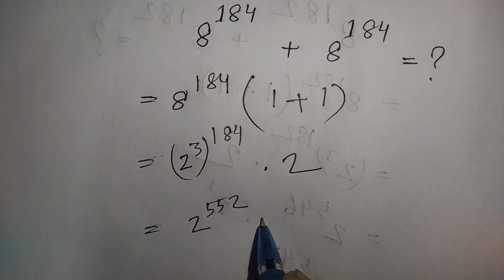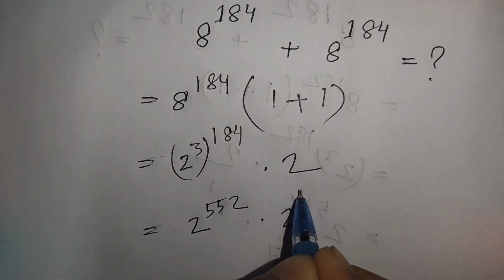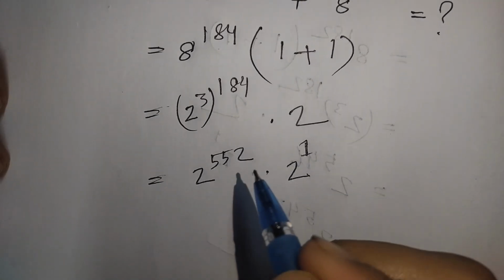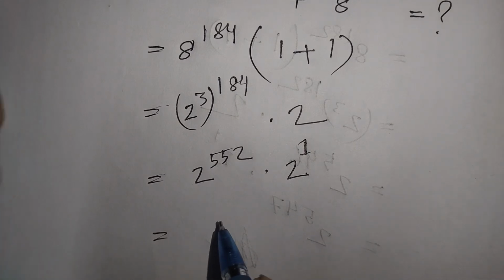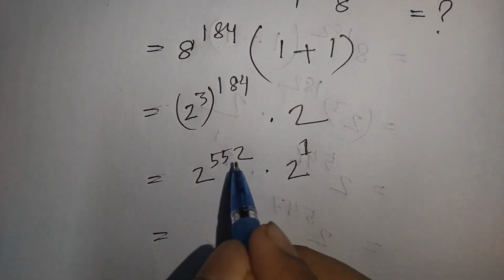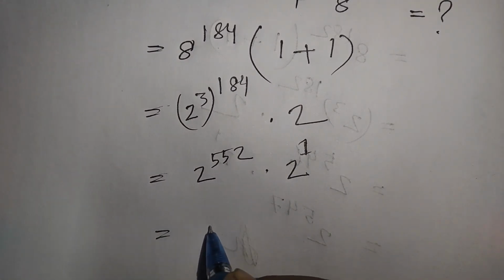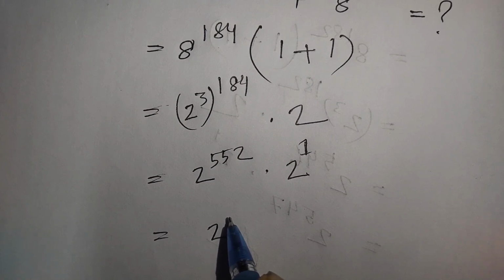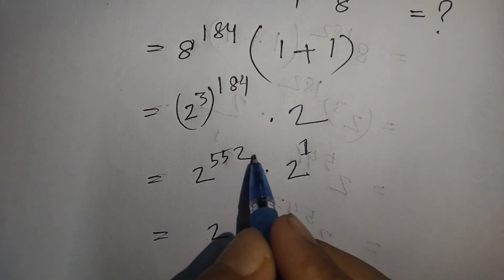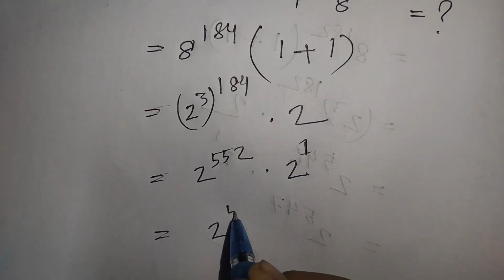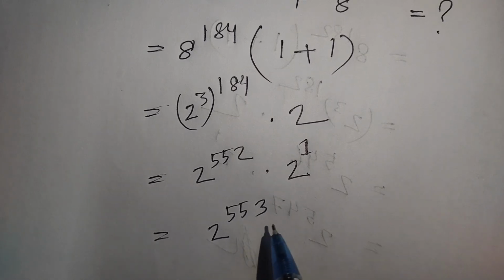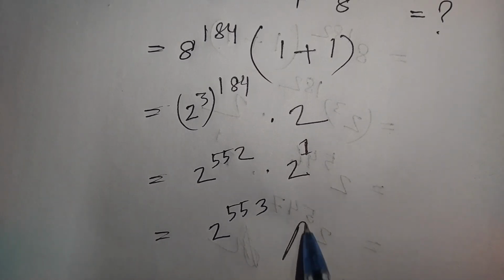552 times 2 is same as 2 to the power 1. Now we see that 2 same base but different power, so we can write here 2 to the power 552 plus 1, that means 553. So 2 to the power 553 is the correct answer.